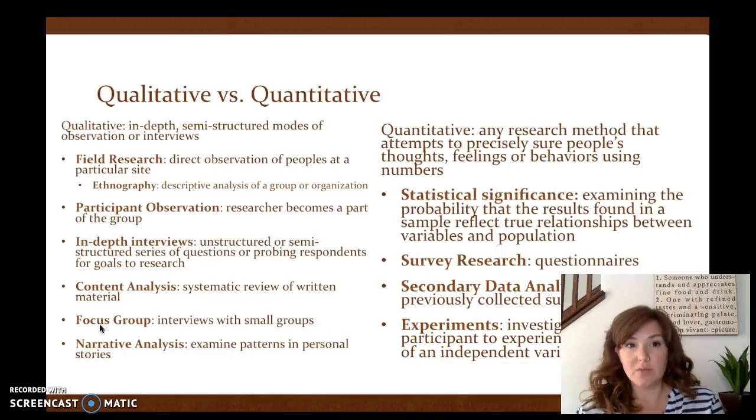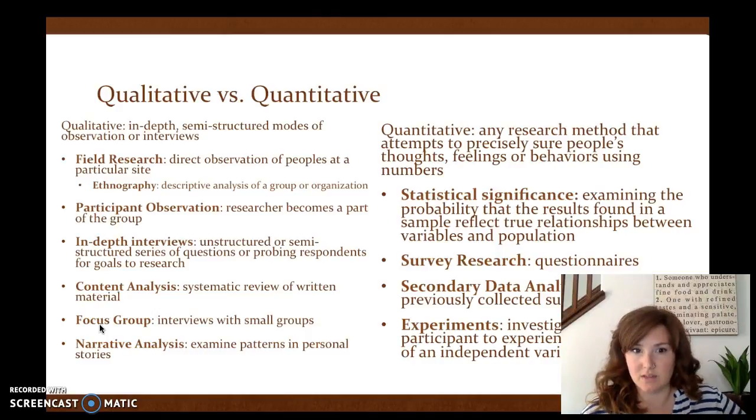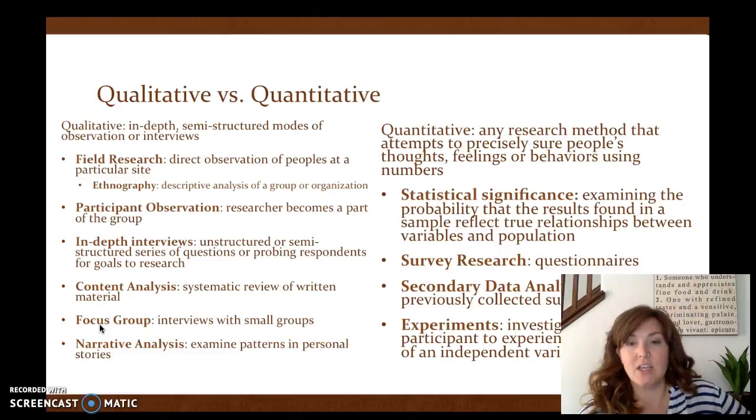So we continue to look at quantitative versus qualitative. In qualitative, we have field research, ethnography, which is my area of research, participant observation, in-depth interviews, content analysis, focus groups, narrative analysis, also my research. Quantitative are statistical significance, survey research, secondary data analysis, and experiments.